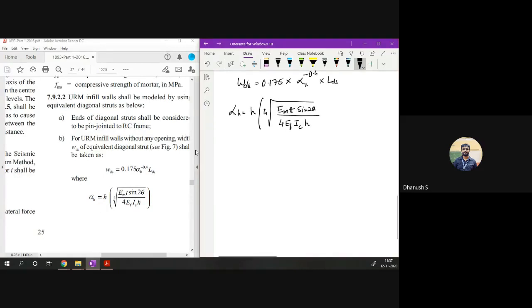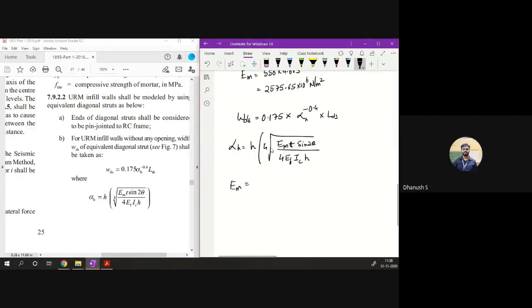Now we'll start listing each of these things, whatever we know. First is EM. EM we just calculated. How much is it? 2.575 into 10 raised to 9 Newton per meter square. Try and get everything in Newton and meter terms. Thickness of the wall is how much? 0.23. Next, we need the value of theta.